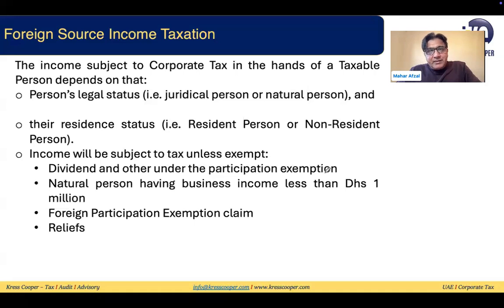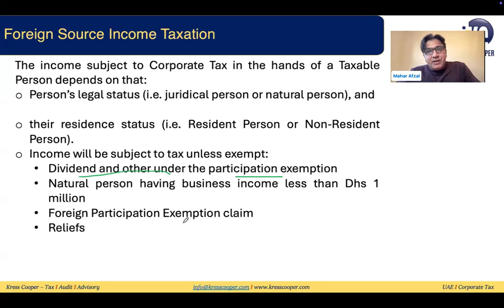So if the income is exempt, there is a possibility that these resident persons, natural or juridical, or a PE of a non-resident person, are generating income, including foreign source income, that is not subject to tax. This can happen, for example, with dividends and other income under the participation exemption. If a natural person generates business income of less than 1 million, it will not be subject to tax.